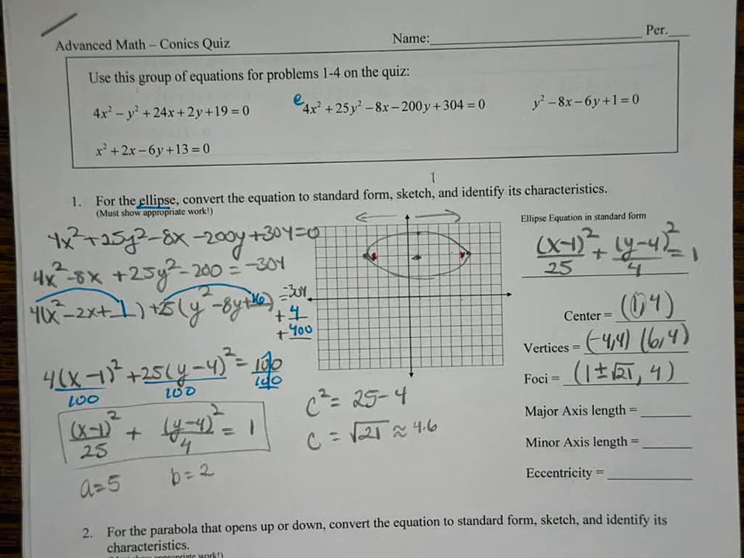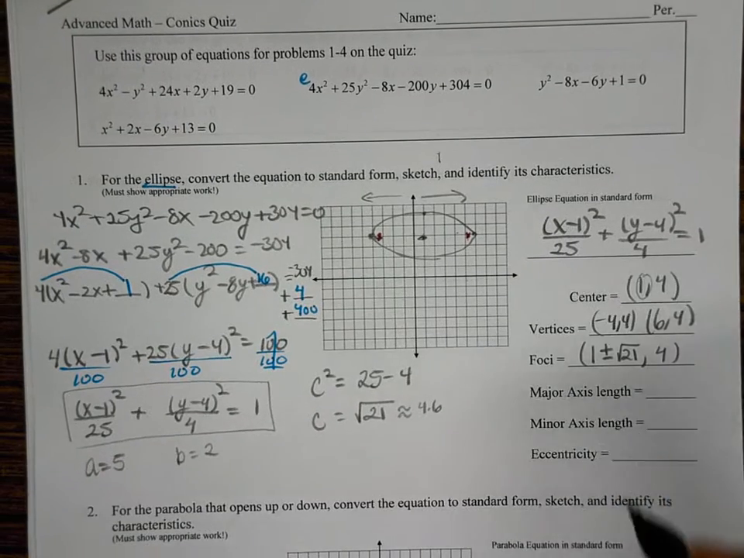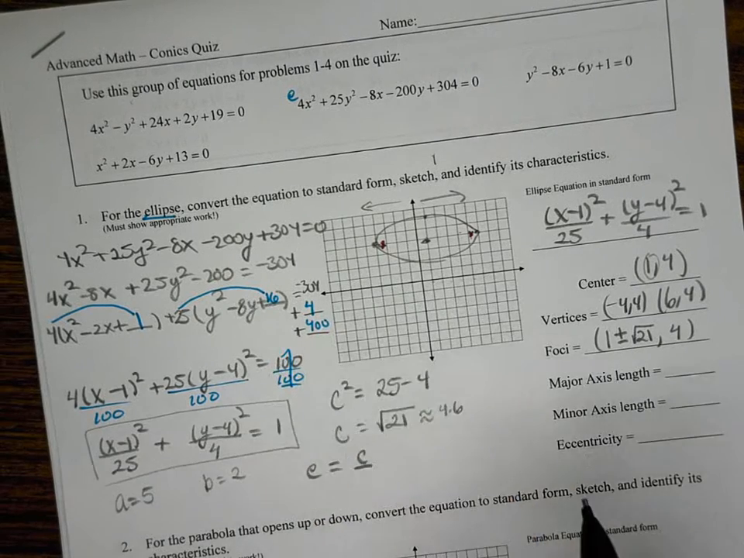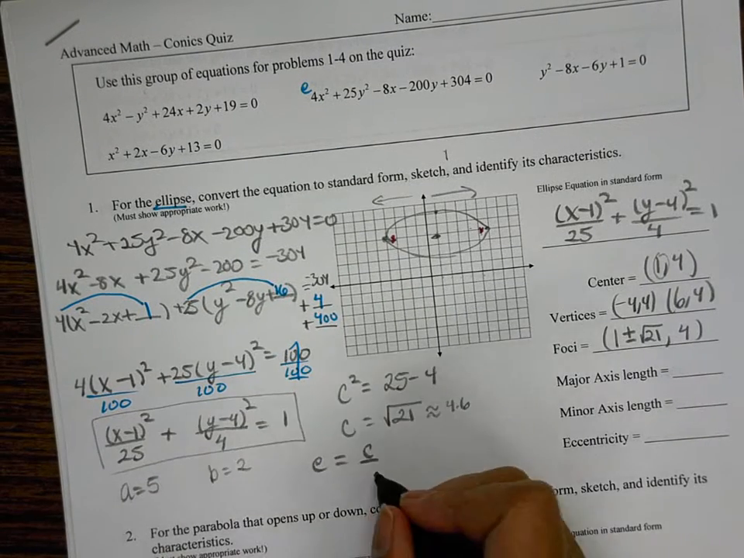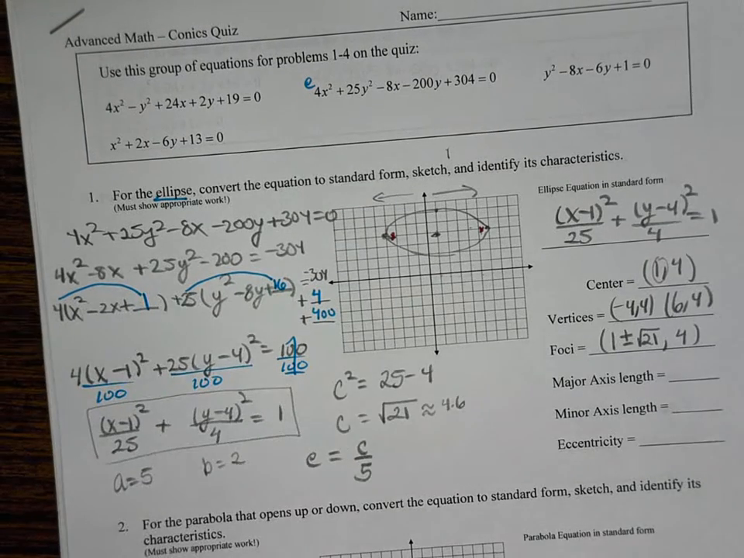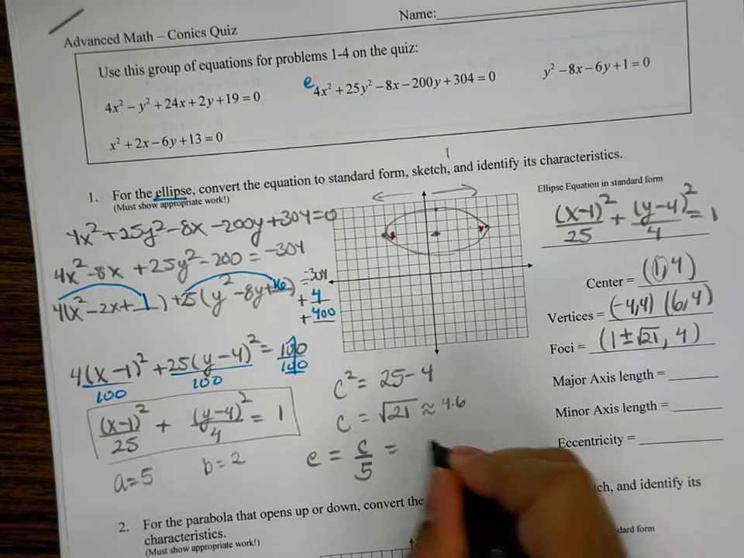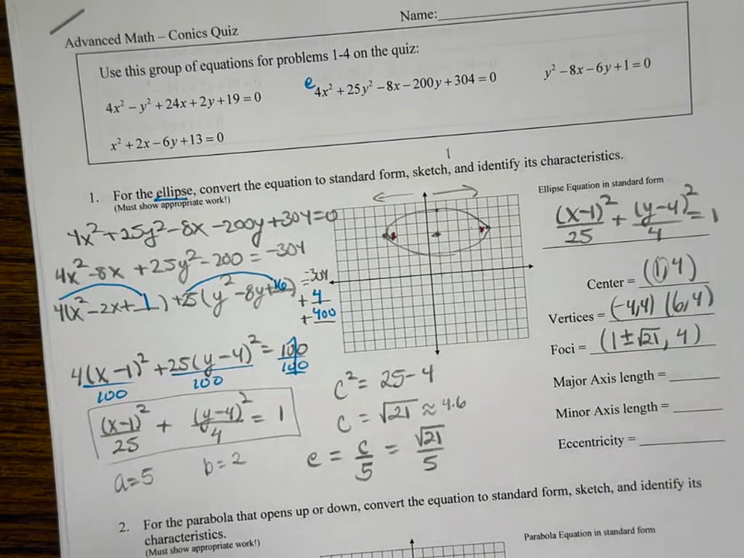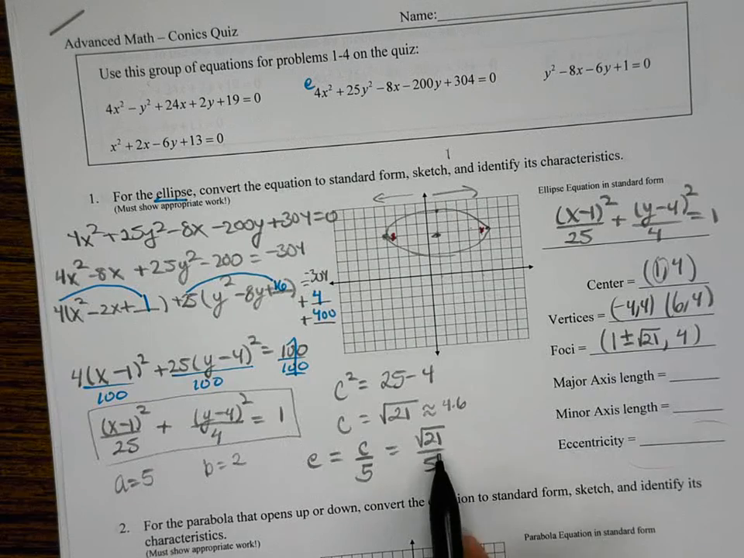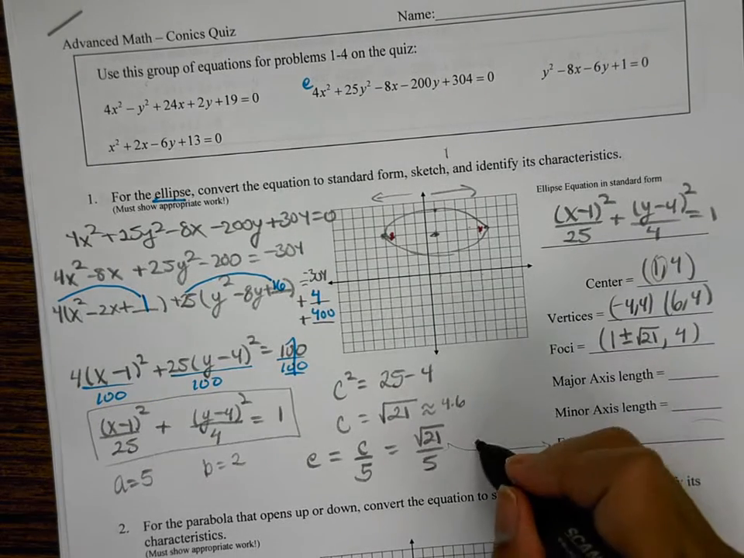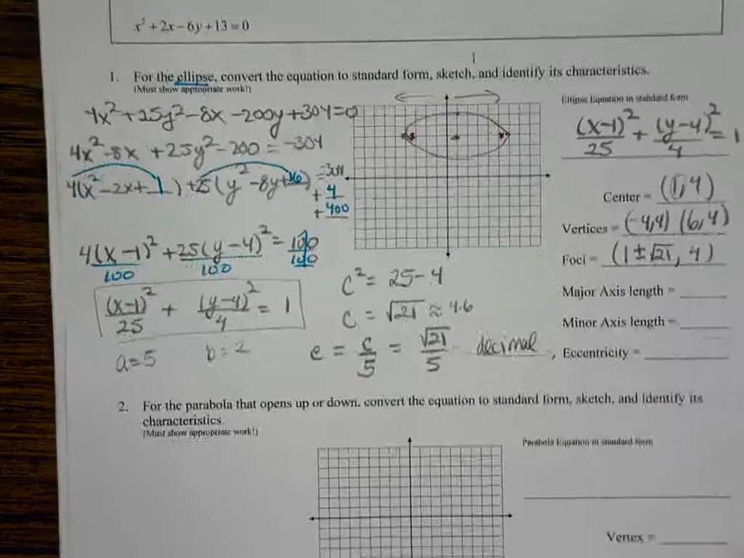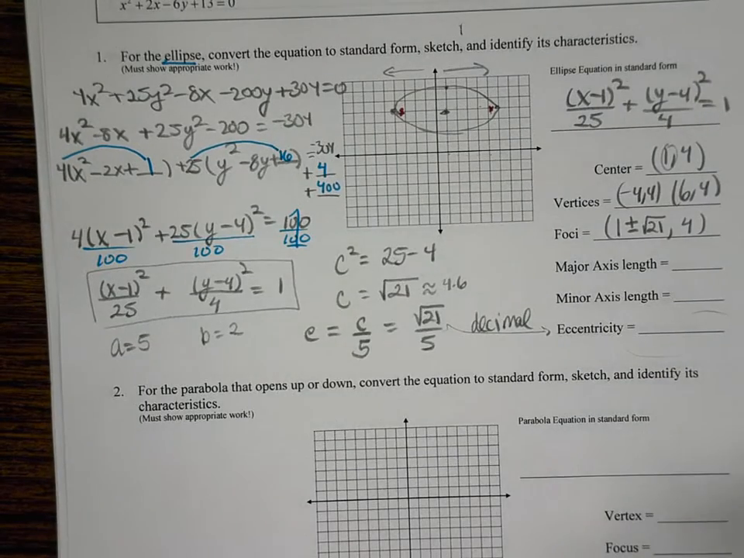Okay, eccentricity is your c over a or b, depending on which one's bigger. 5 is bigger, so c over 5. What is c? c is root 21 over 5. Plug that in your calculator and get a decimal. That's what goes here. All right. I do want to talk about the back page, so I'm going to move on to the back page now.